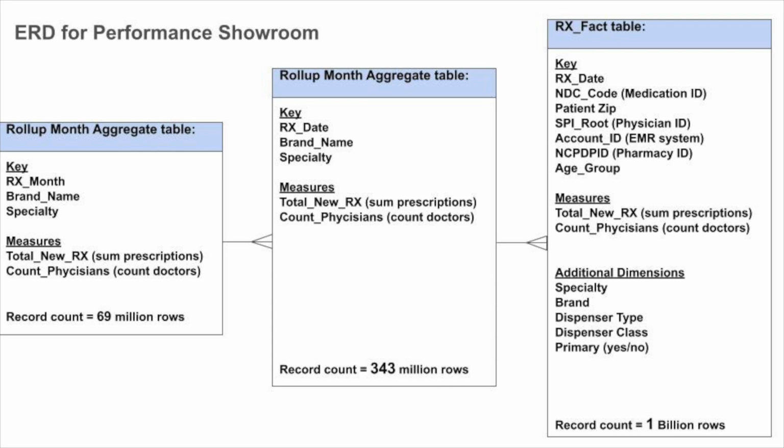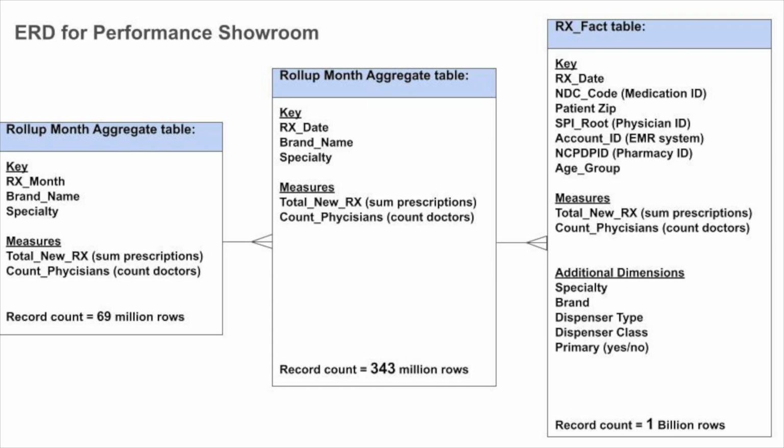This is the ERD for the data set we are working with today. We have a large fact table with over 1 billion rows and 18 columns. Each row represents a set of prescriptions given by a specific physician on a specific day for a specific age group in a specific time zone. The measures are the total count and average days supply.